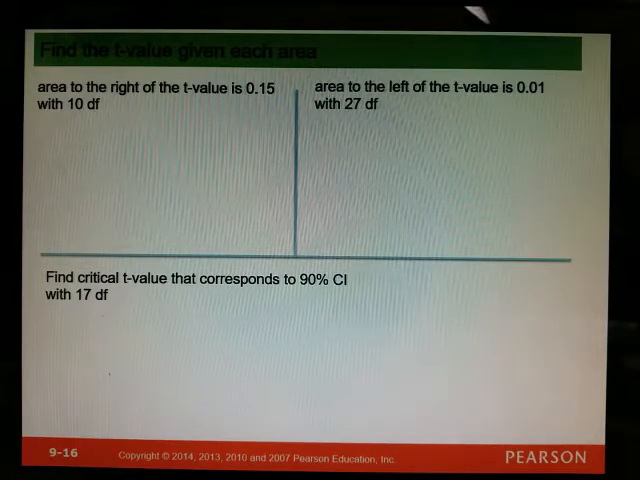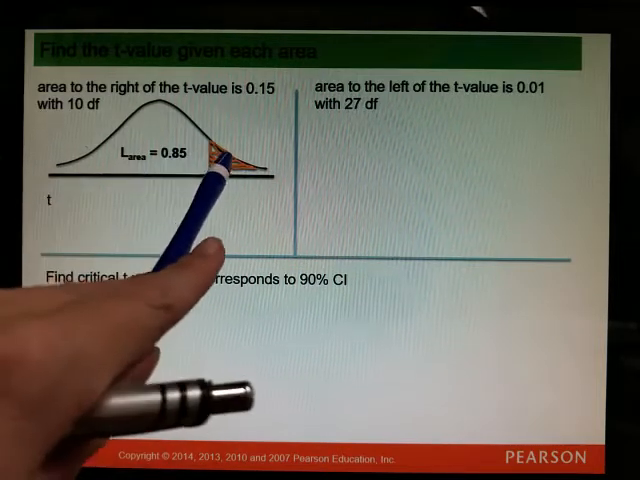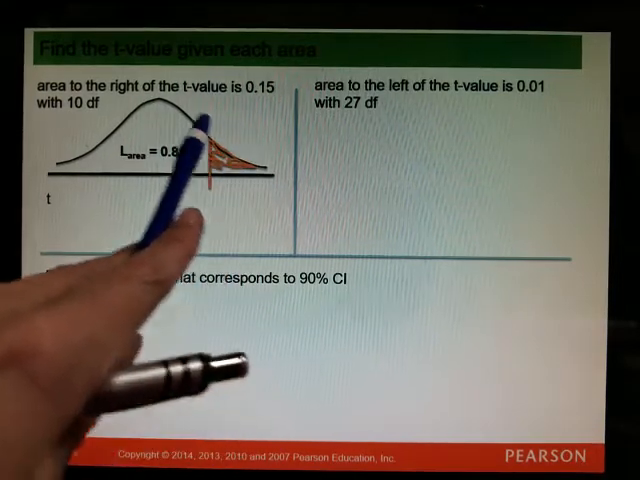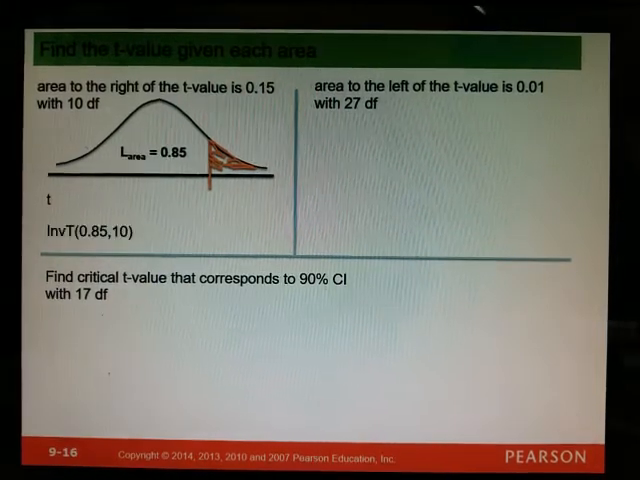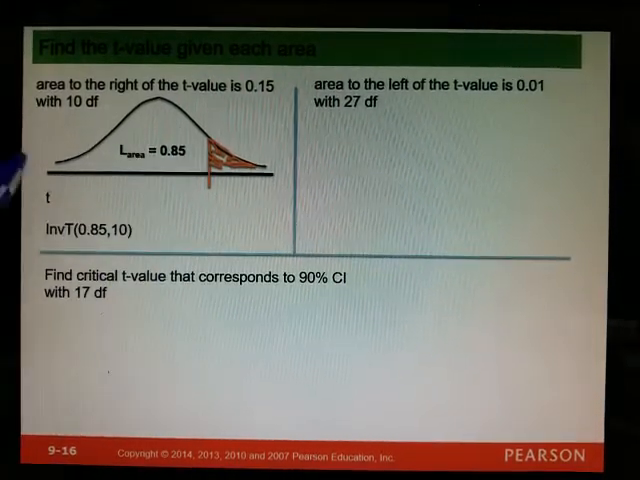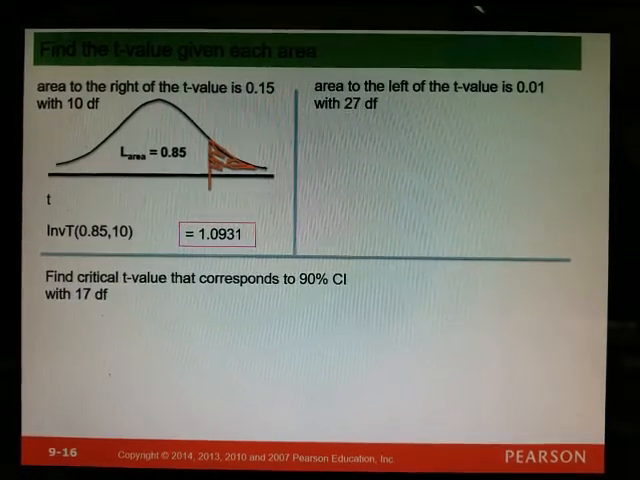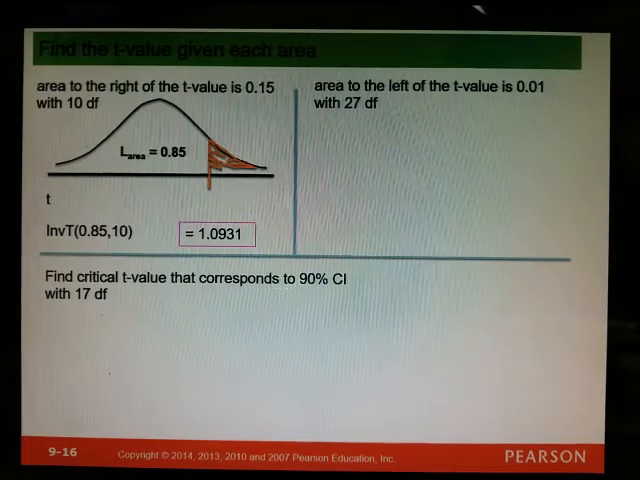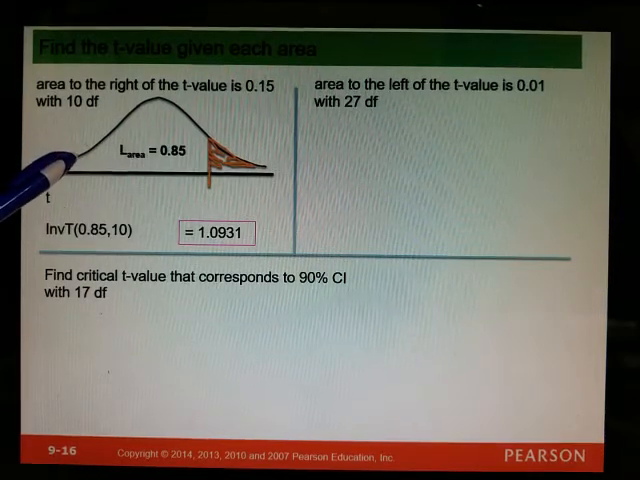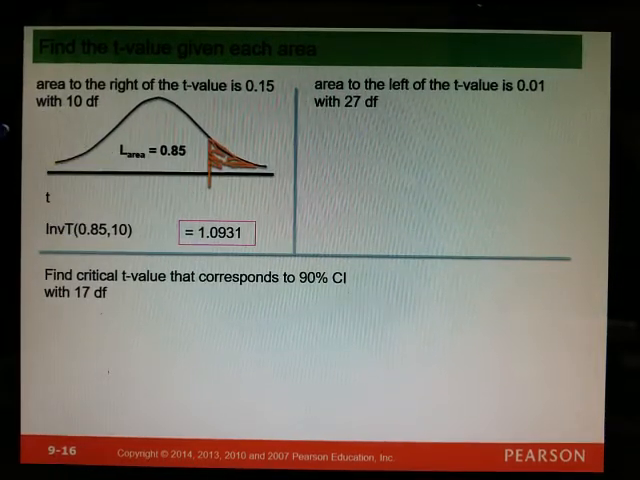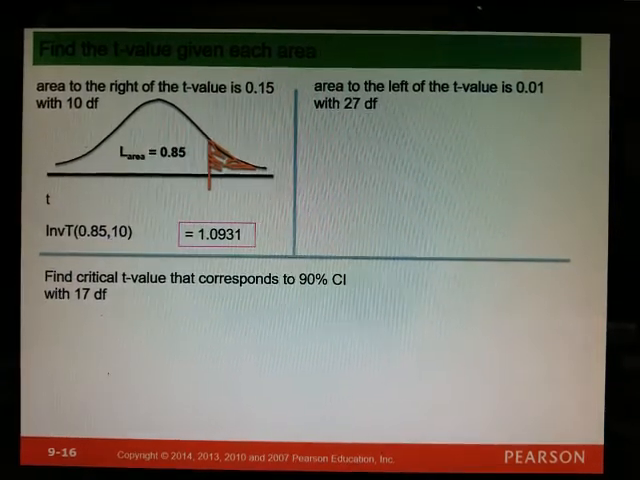It says the area to the right of a t-value is 0.15 with 10 degrees of freedom. So this area on the right is 0.15. That's 15%. Therefore, the left area would have to be 85%. To get this t-score, we do an inverse t, and we tell it the left area, which is 0.85, with 10 degrees of freedom. The degrees of freedom allows us a little bit of room for error. That would mean this problem had 11 data values, because the degrees of freedom is 1 less than how many values are in the data set. So 11 data values, 10 degrees of freedom.